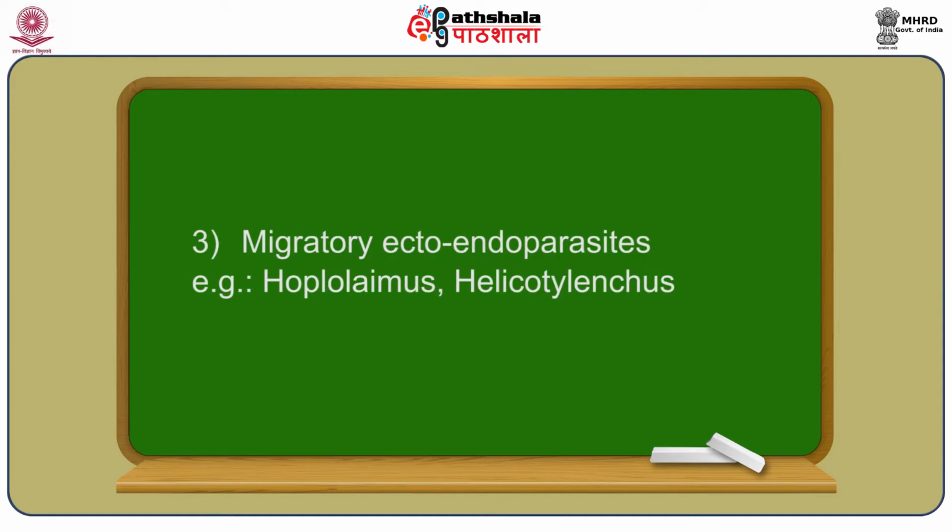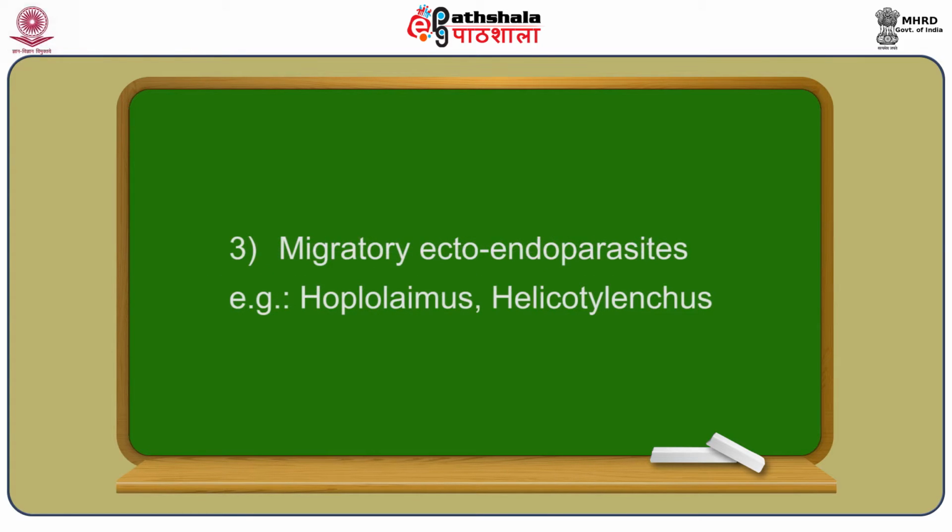Third one, the migratory ectoendoparasites. Migratory ectoendoparasites, also called semi-endoparasites, can feed ectoparasitically on roots, but very often they partially invade the roots to feed on cortical or outer stelar cells. They remain vermiform throughout the development. Examples are Hoplolaimus and Helicotylenchus, often parasitizing the grasses.